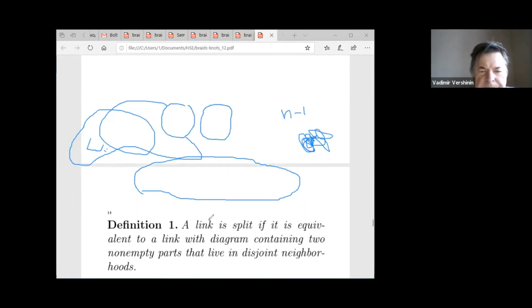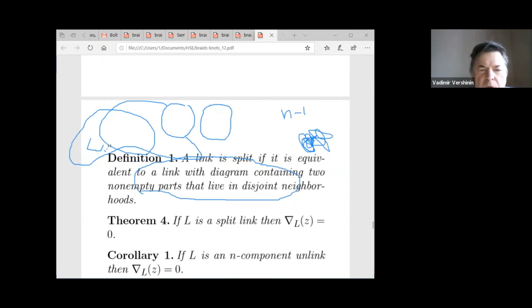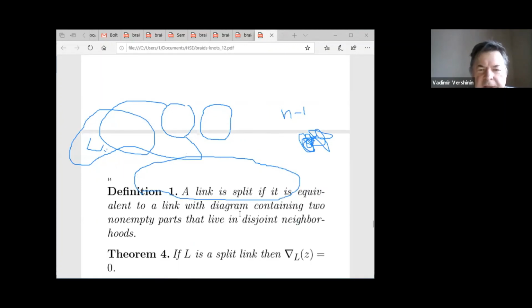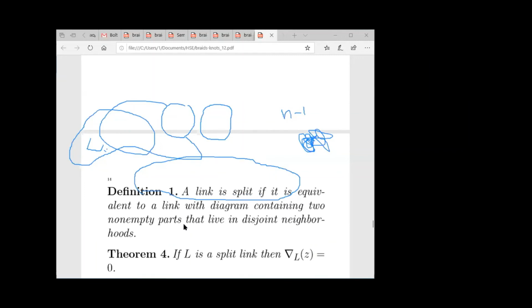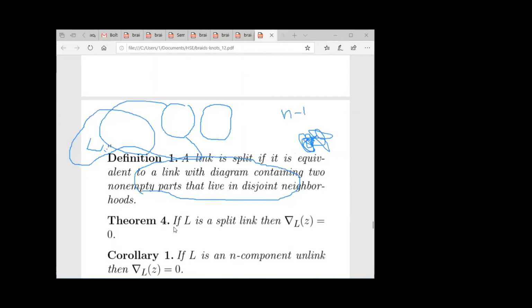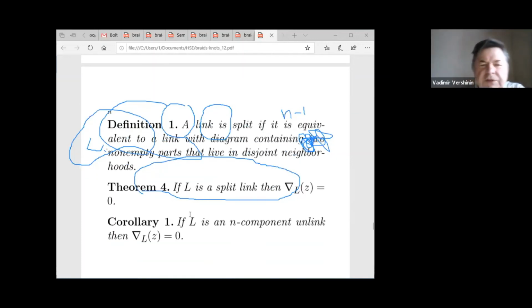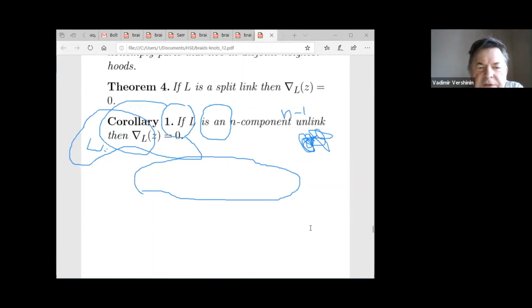This is a definition, not an example. We say that the link is split if its diagram contains two non-empty parts. The theorem is that if the link is split, then the Conway polynomial is 0. In particular, if you have an n component link, then this is 0. This is very simple to prove. I will prove it in a moment.